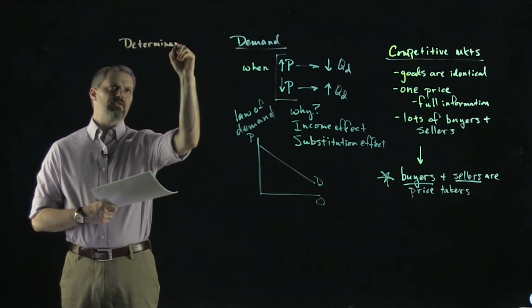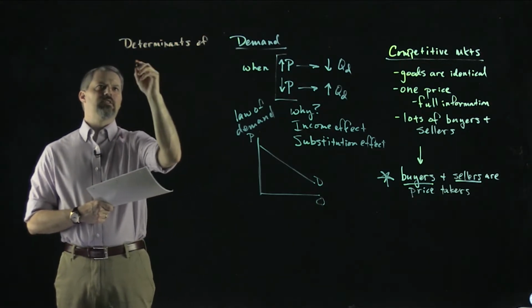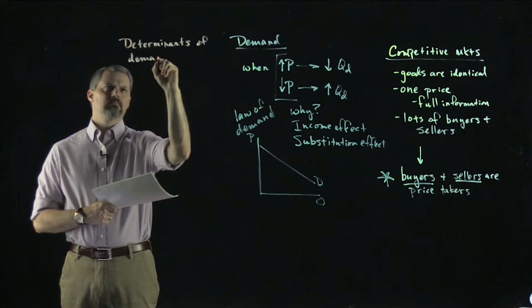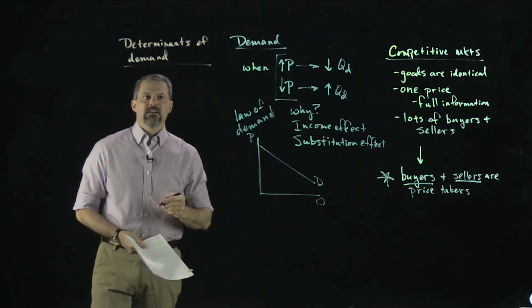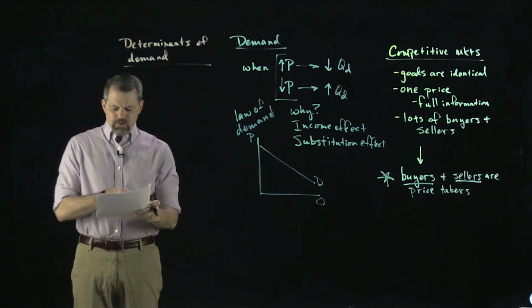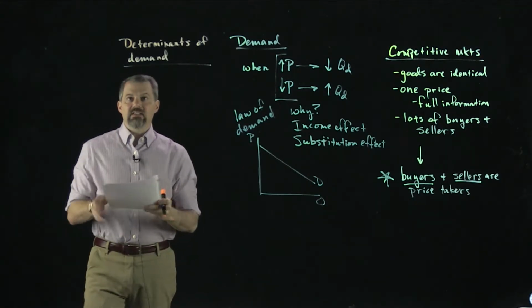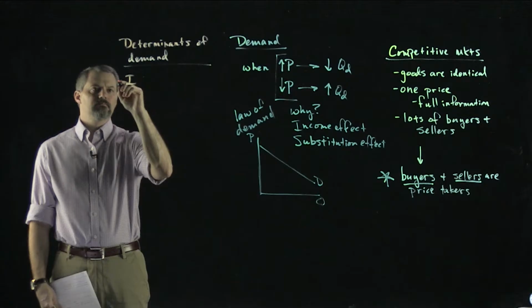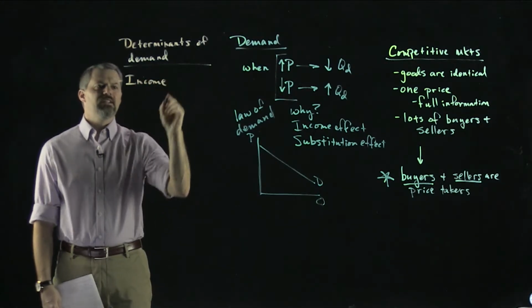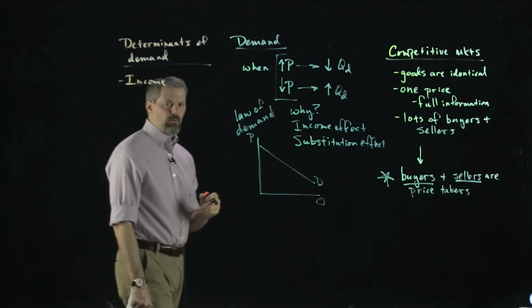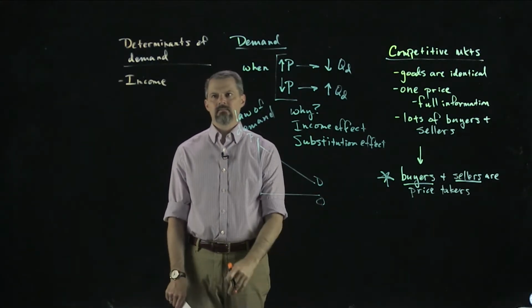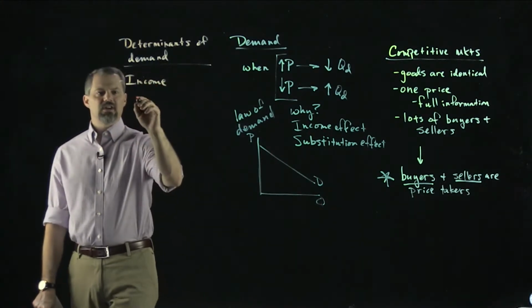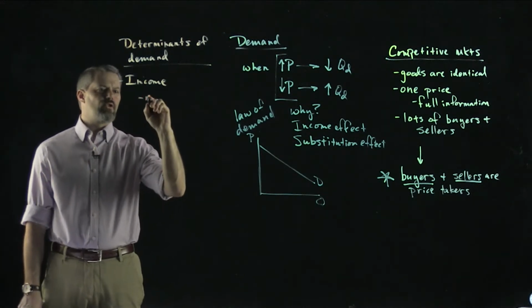Determinants of demand. These are the things that shift demand curves. So let's briefly run through those. The first one that we're going to think about is income. When your income changes, that will cause your demand for different goods and services to change. And we've just talked about the fact that most goods are normal goods.